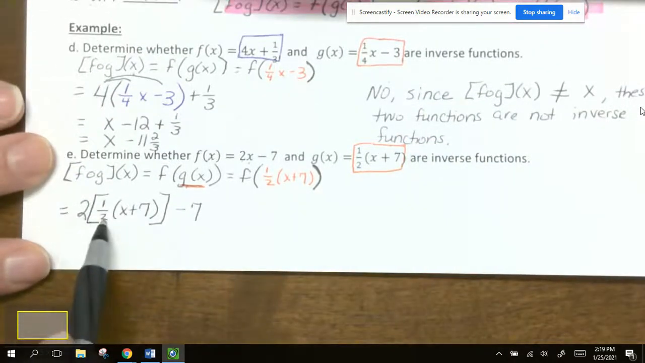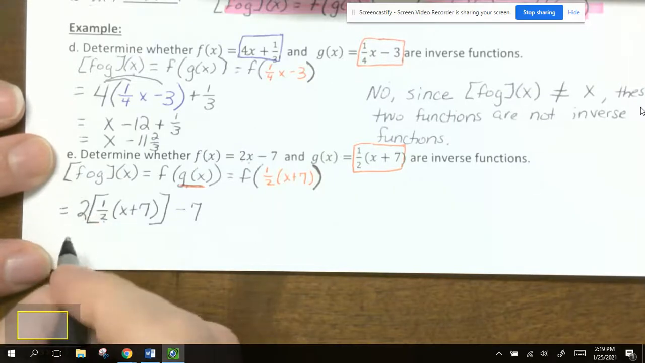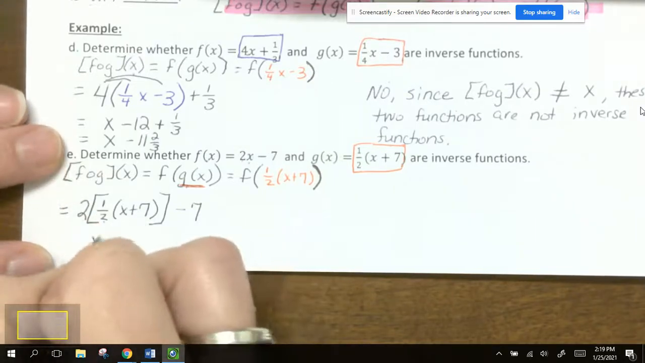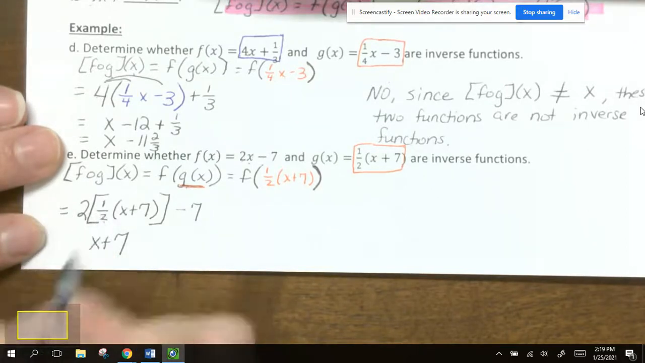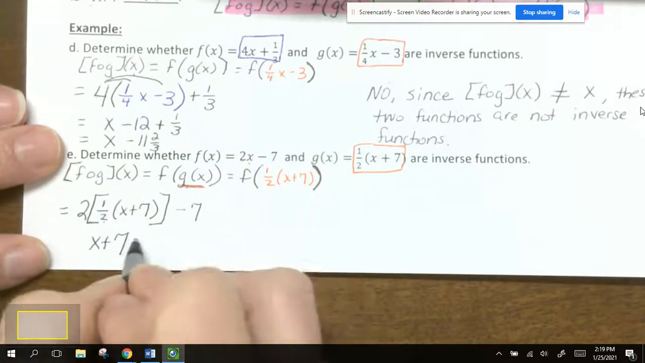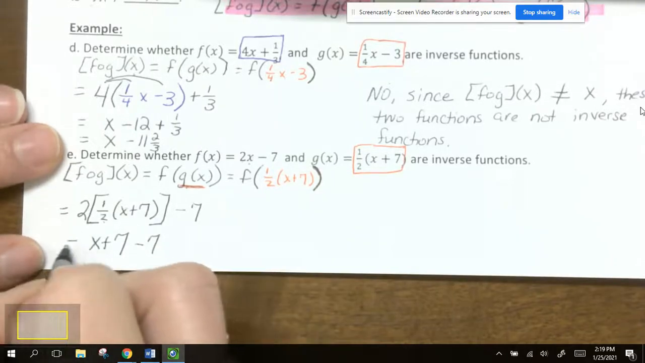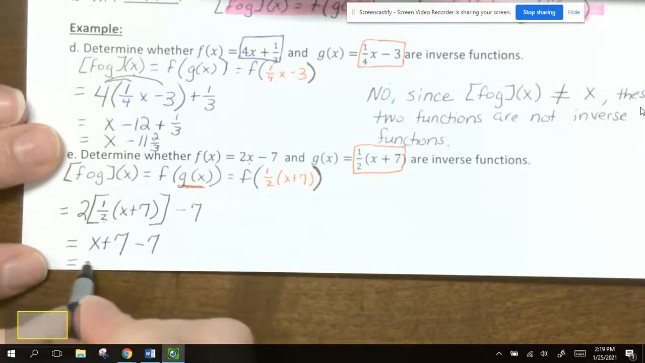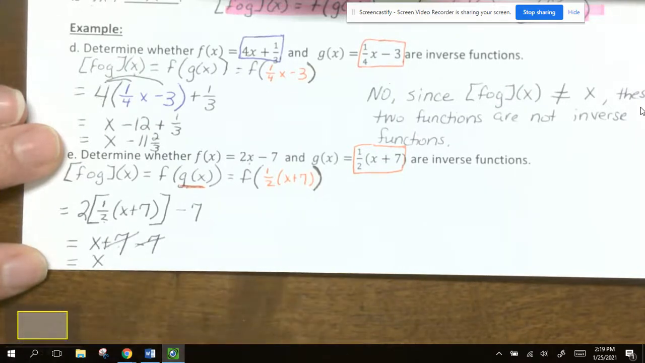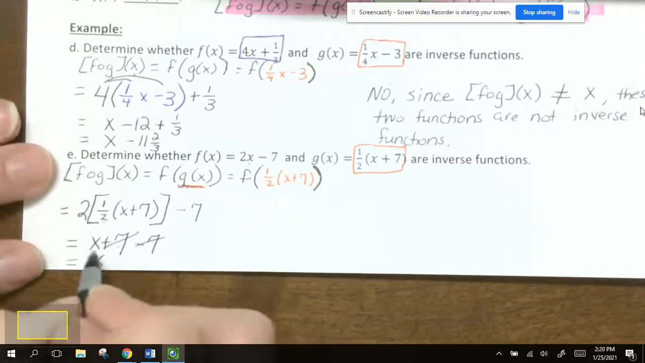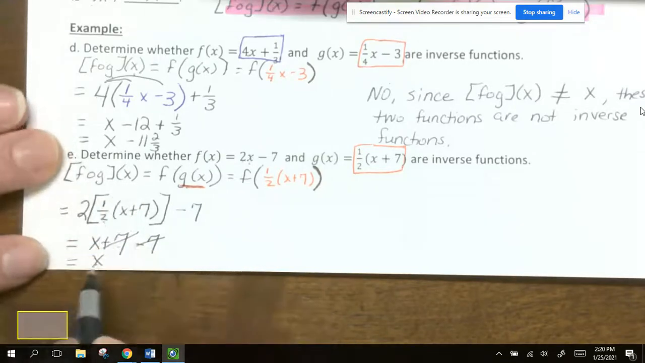2 times 1/2 times x + 7. So 2 times 1/2, half of 2 is 1. So that means I'm just left with x + 7 in there, because 2 times 1/2 equals 1. Then I've still got a minus 7. Now that leaves me with x, because 7 minus 7 is 0. This one is looking good because I ended up getting f(g(x)) equals x.